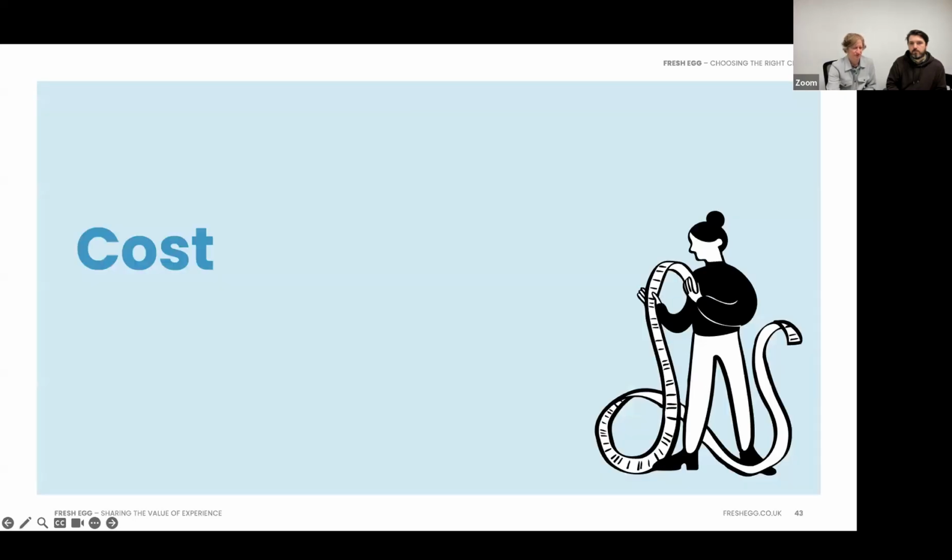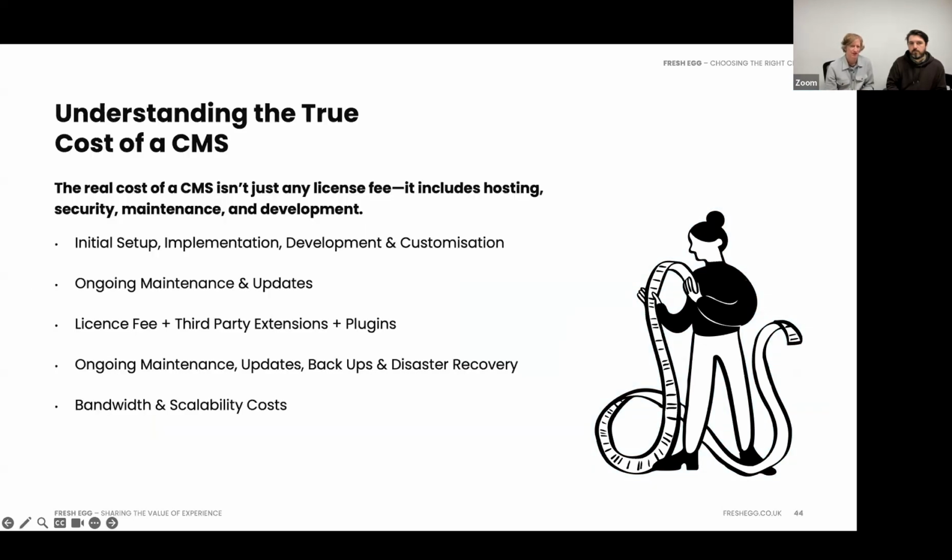So, cost. Now, Matt's spoken about some enterprise high-end CMSs. There's no point talking about those if you haven't got the budget for them, or I would say the requirements for them. So if we spin on to the next slide, what we do here is balance up the need for the client against whether we go for that license fee, but the license fee isn't the only cost, is the point here.